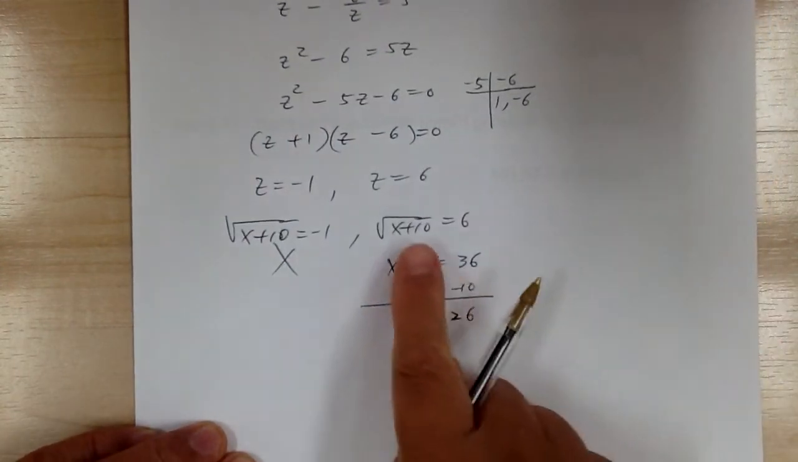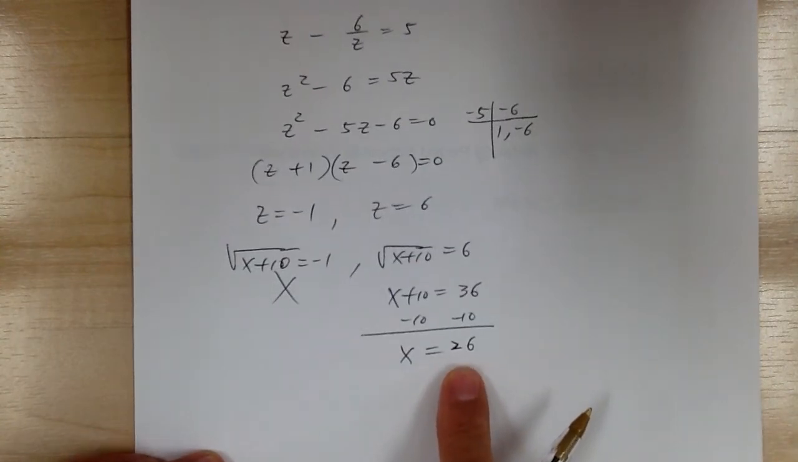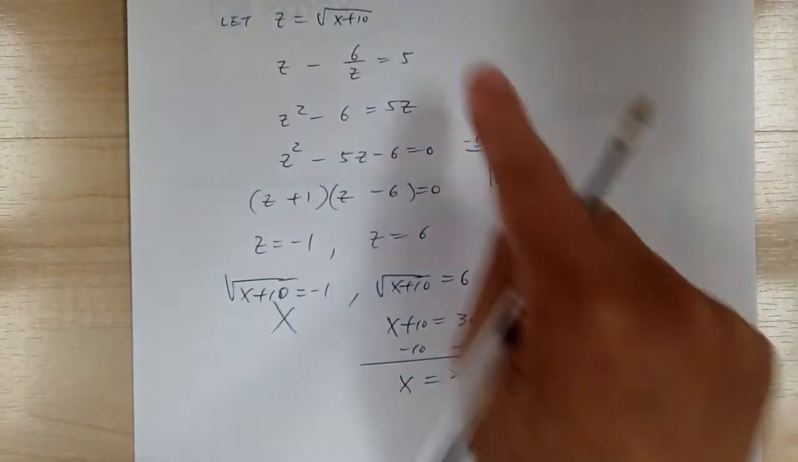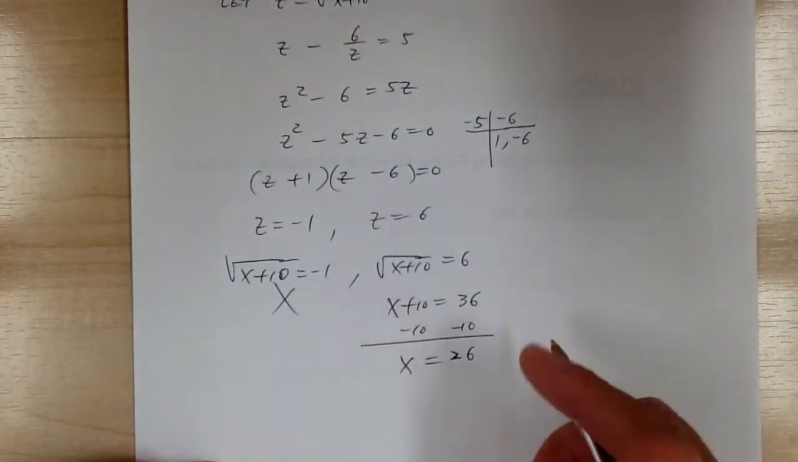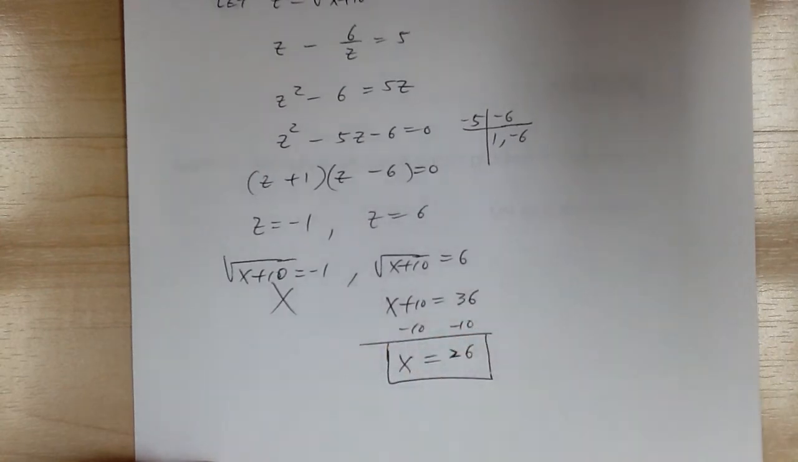Now, whenever you square a radical, you need to check your solution because it can be no good. So you have to go back and put it in there to see if it's okay. And once it checks out, then this will be your answer.